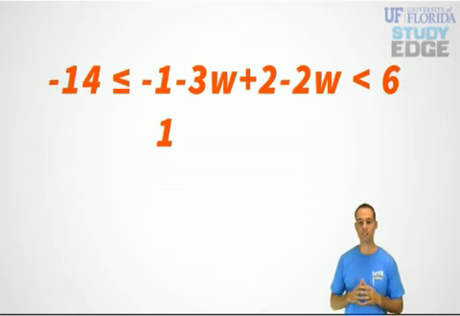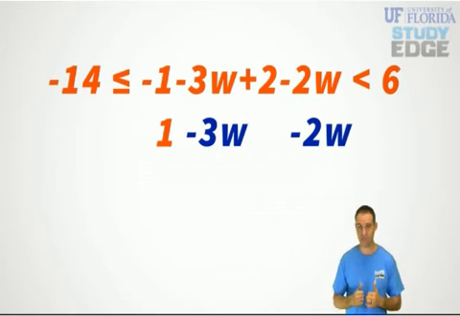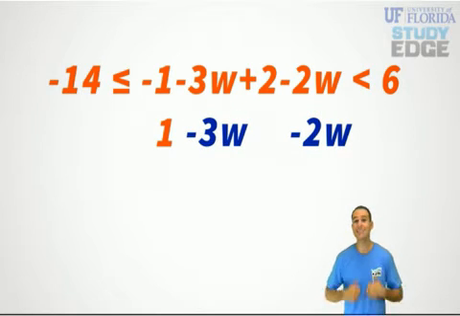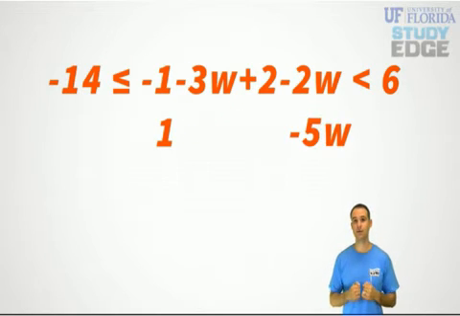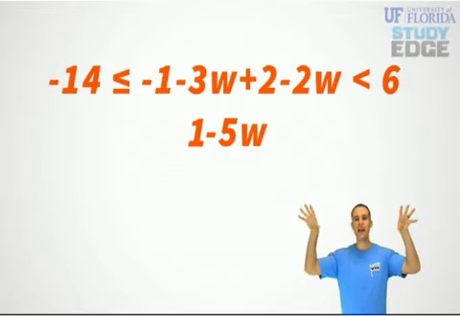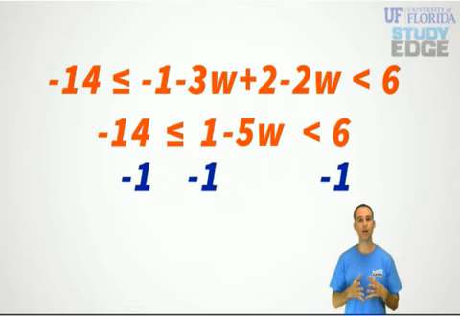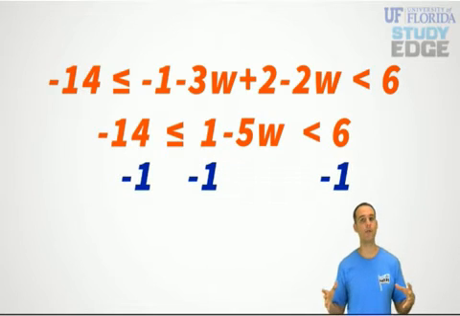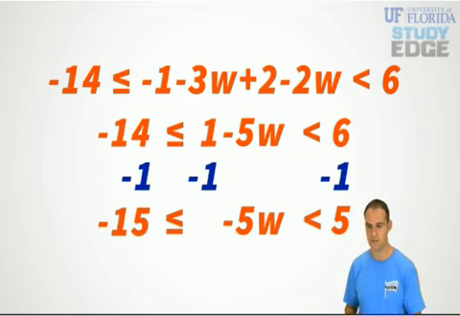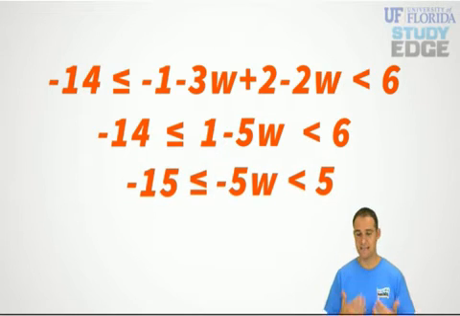And then you should also see negative 3w and negative 2w are like terms. You should combine those as well to give you negative 5w. So you have to combine like terms first in the middle, then you drop the outsides down because we didn't do anything with them. And now we're going to solve. We subtract 1 from all 3 sides. And then we have to finish up by, what do we have left? Divide everything by negative 5.